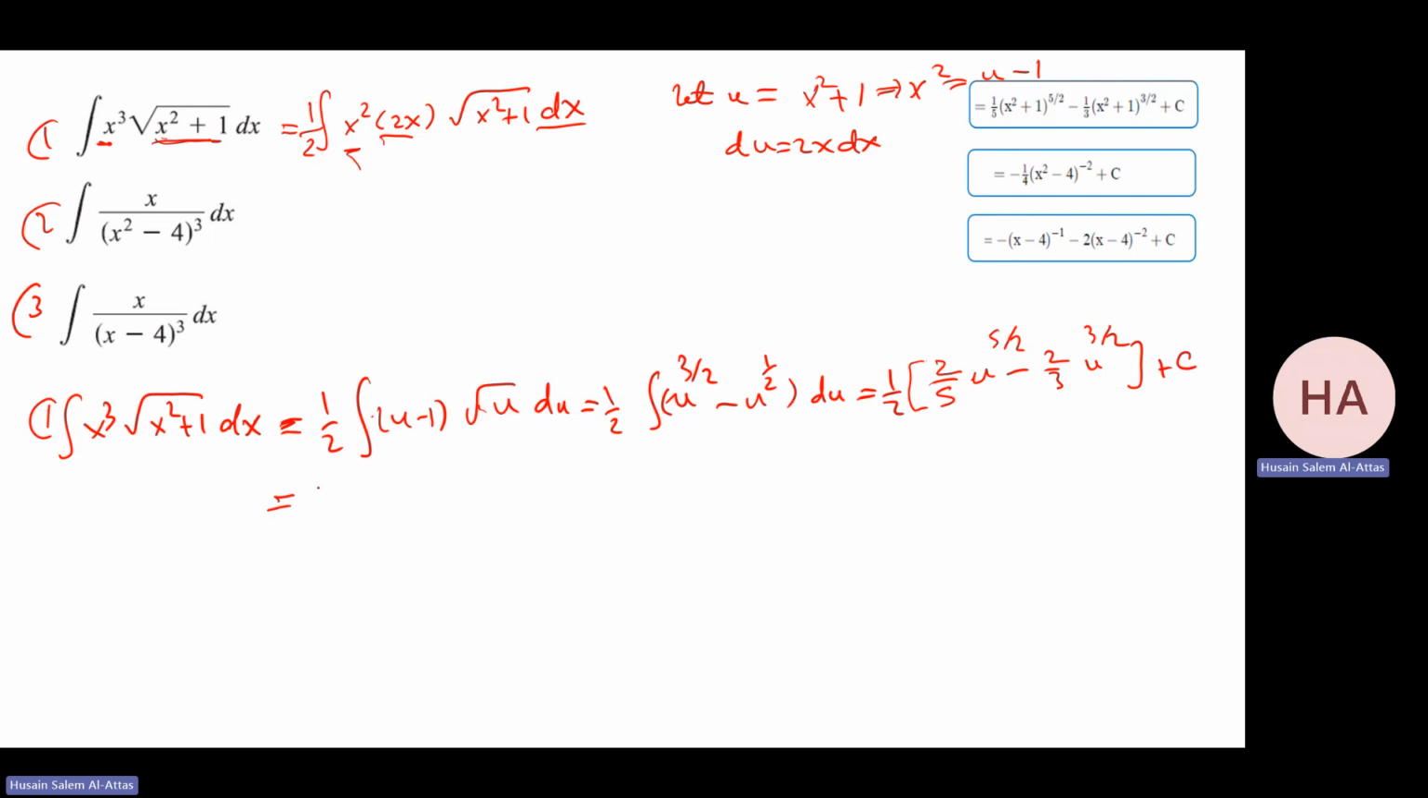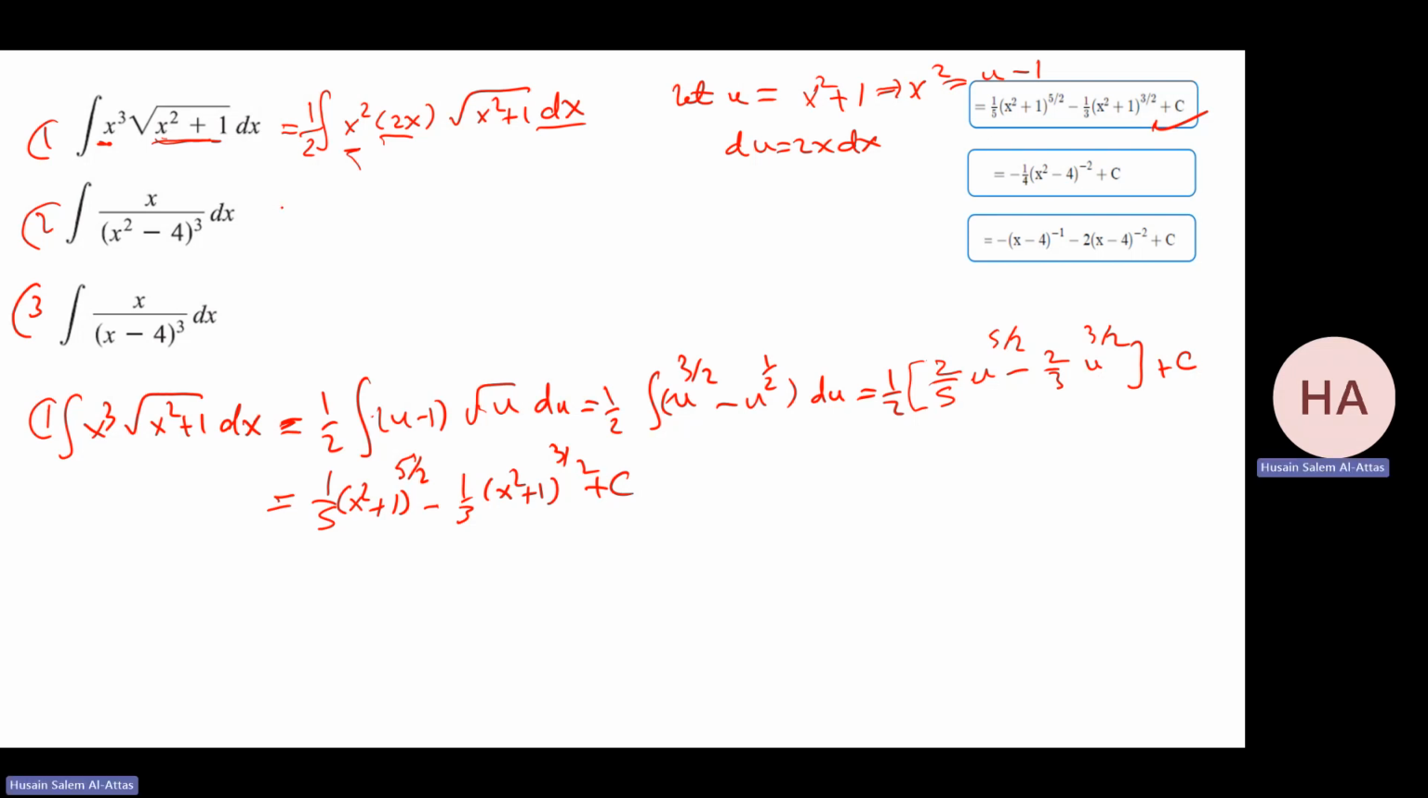So the answer is half times 2 over 5. That will be 1 over 5 (x squared plus 1) to the power 5 over 2, which is my u, minus 1 over 3 (x squared plus 1) to the power 3 over 2 plus C, which is this one. Okay. Number 2, I think is an easy one.